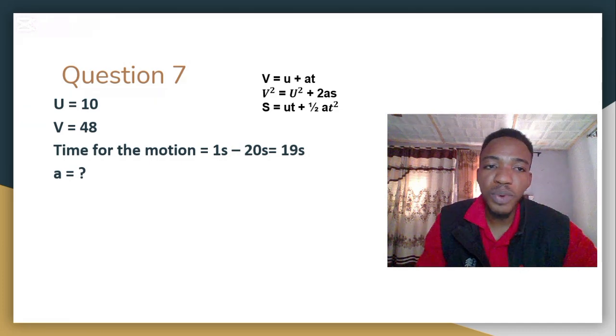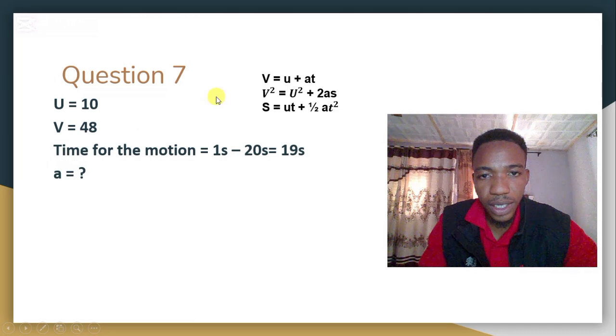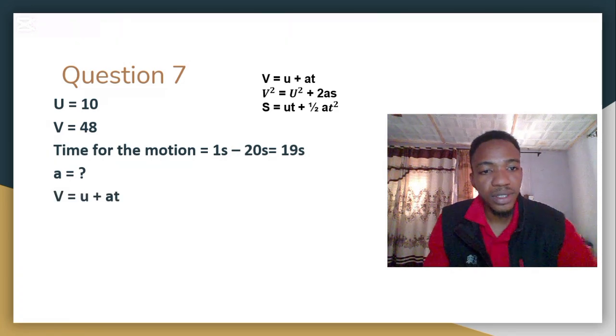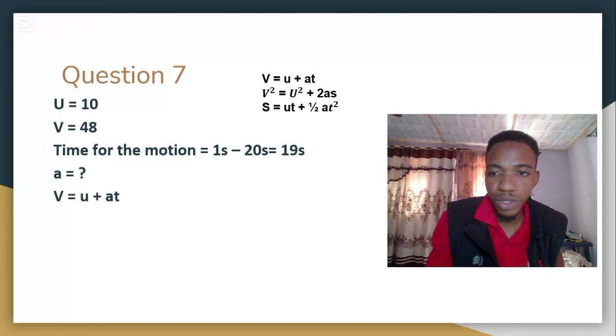So looking at this now, we are given u, we have v, and we have t. So we are looking for a. If you look at this, the formula that contains everything that we need is this first formula: v, u, a, and t. The other ones are not suitable. So let's just use the formula that will solve it. So v equals u plus at. That's the formula we'll be using.